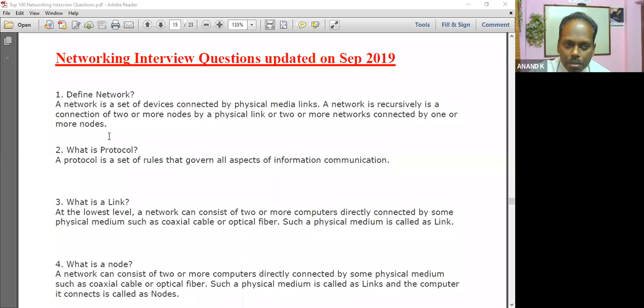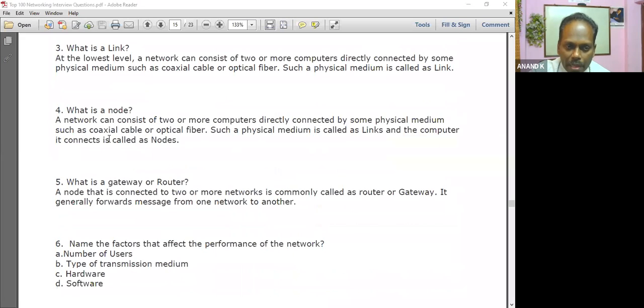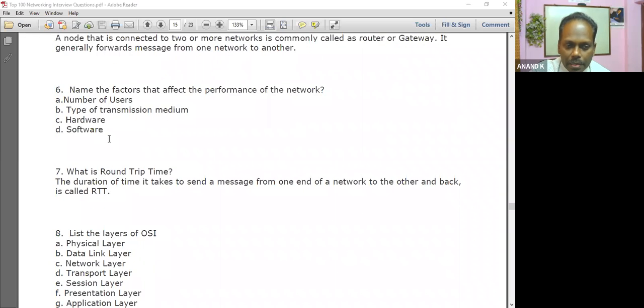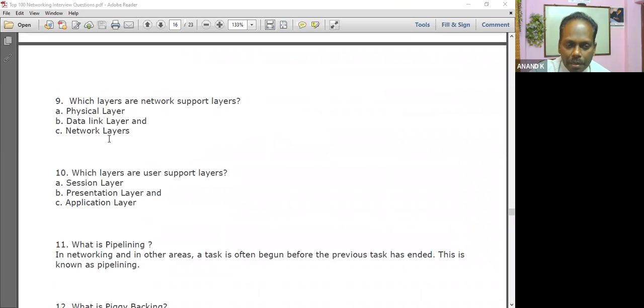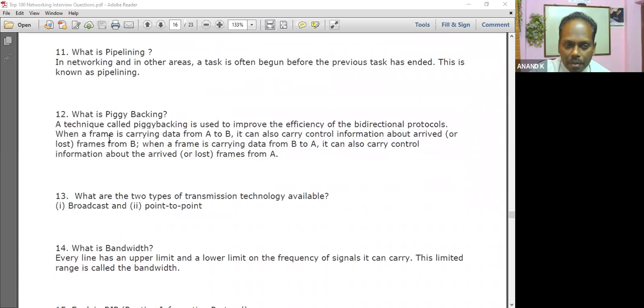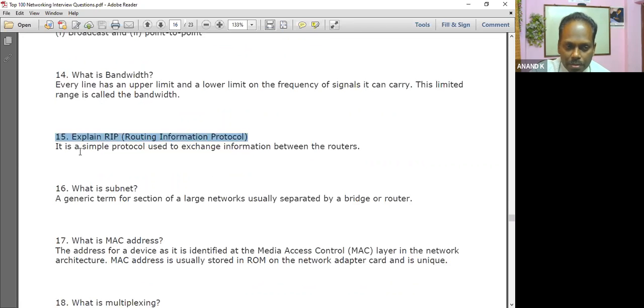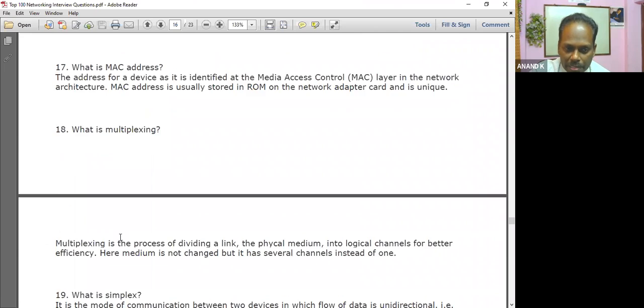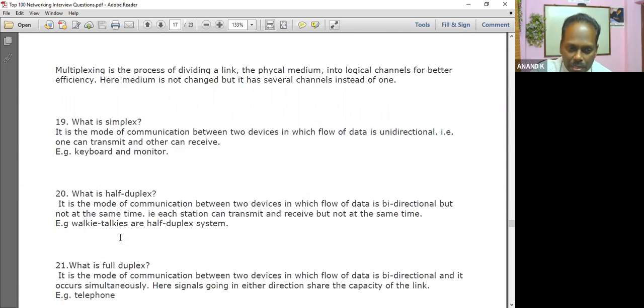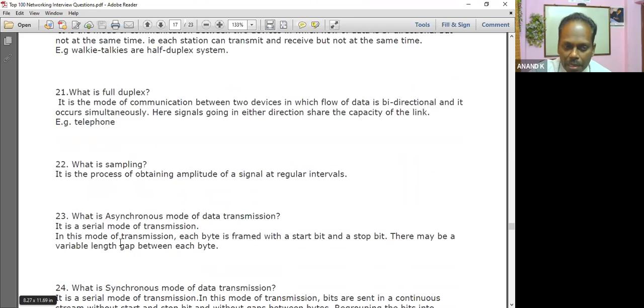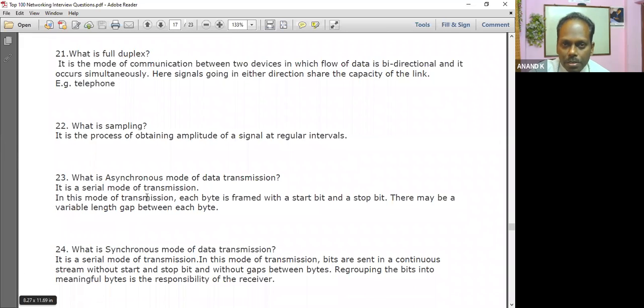It may be a simple question, but when you go a little bit down, the questions will get a little bit tougher, or the technical questions will be coming across. So please understand this one. See, explain RIP. It's a simple protocol exchanging information between the routers. What is subnet, what is MAC address, what is multiplexing, what is simplex communication, what is half duplex, what is full duplex, sampling. See, I cannot cover everything. That is the reason why I have shared these questions with you.